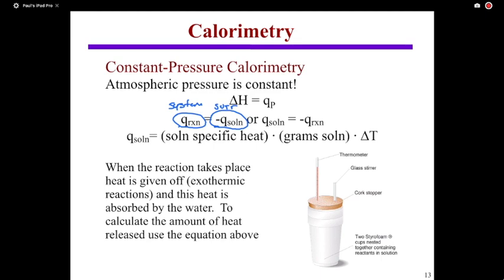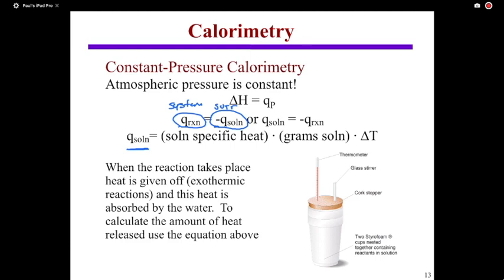And so you will see this equation. You have to remember or realize what you're solving for. Are you referring to how much the solution is going to be absorbing or giving off? Or are you talking about the reaction? That is interpreting what the question is asking, whether you put the negative sign or not.